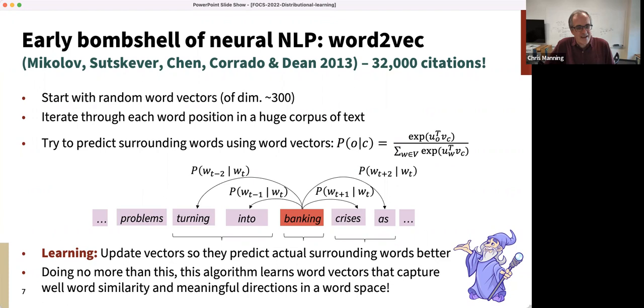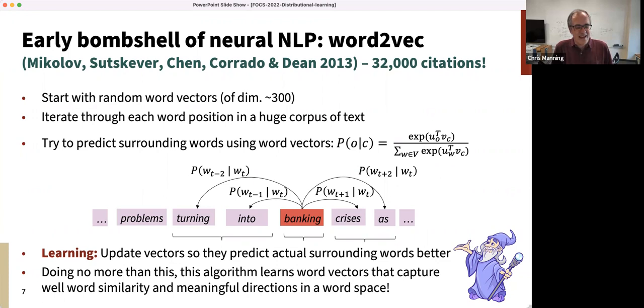randomly initializing those word vectors, and then you iterate through each position in a huge corpus of text, and you try and predict the surrounding words using a probability distribution that is formed simply from the dot product of the word vectors of the center word and the context words, converted into a probability distribution using this softmax form where you exponentiate and then normalize by the sum of all the possible words exponentiated. And then we do neural network style learning. So we do stochastic gradient descent learning where we can work out the loss function for the predictions given this probability distribution. And then we can nudge the parameters in a direction downhill in the gradient space to make these estimates better estimates.